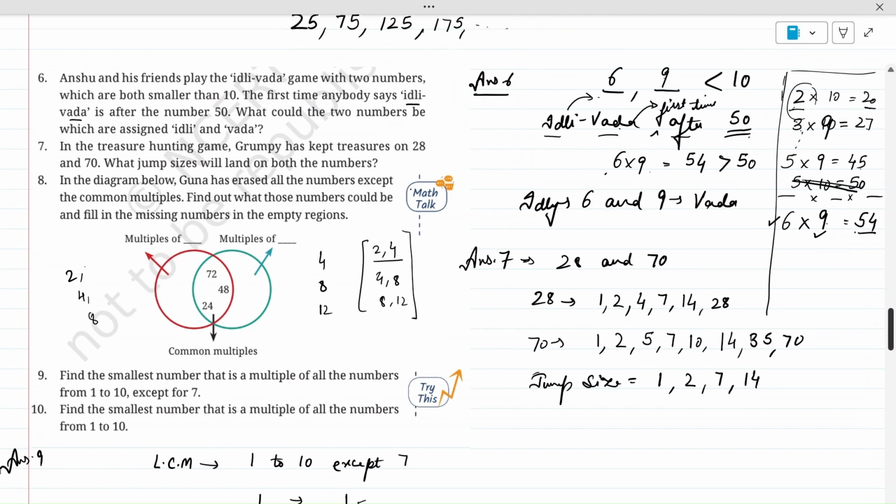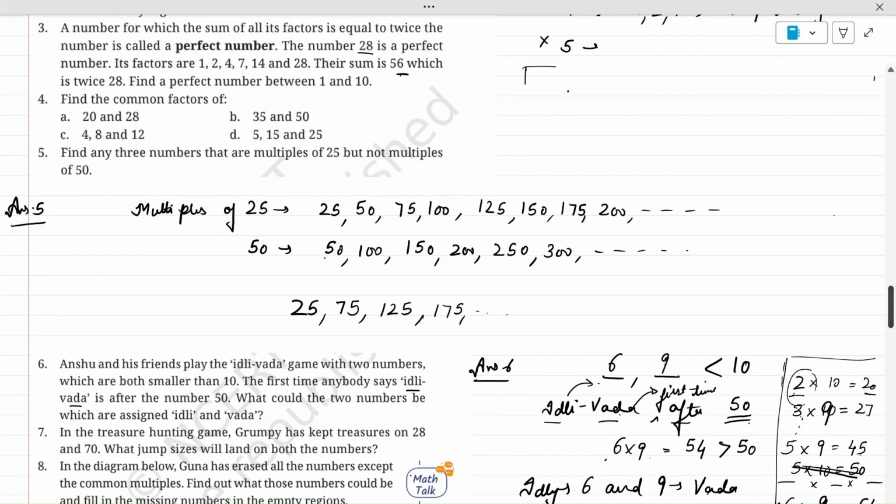This is completed, and with the next topic of this chapter, that is co-prime numbers. Okay, not co-prime numbers, in the next topic we have prime numbers first.